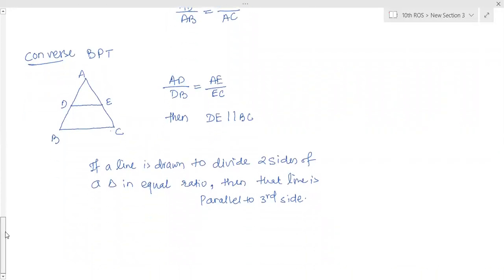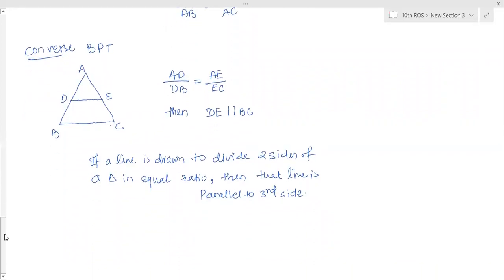So we can prove it also. I'm only telling you the proof. You're not supposed to write it down because this is not important. Only I will tell you how to prove it. What we have to do is a contradiction method. So AD by DB is there and AE by EC is there. It is given already equal.